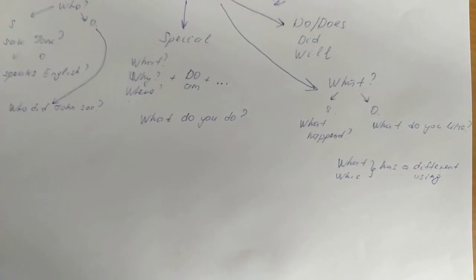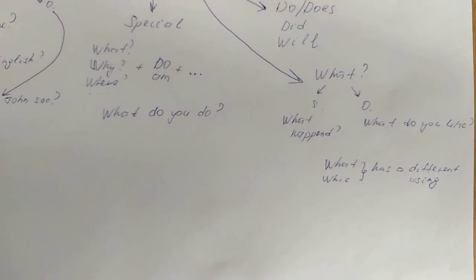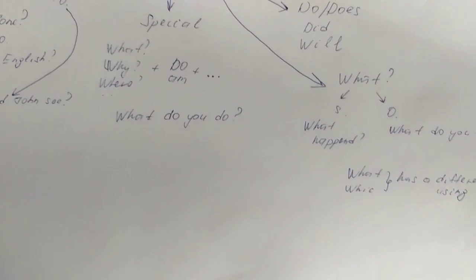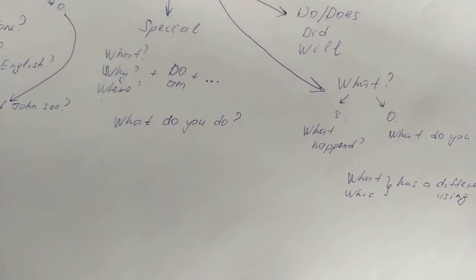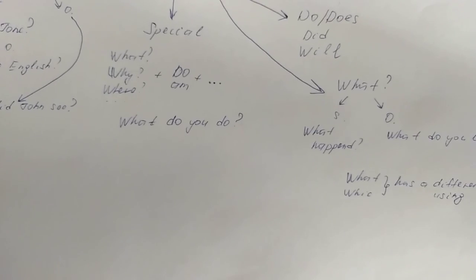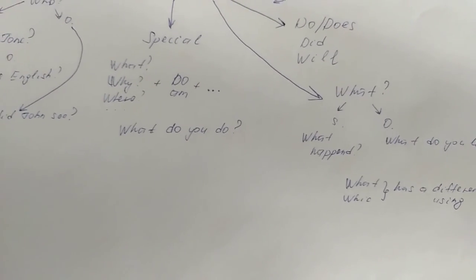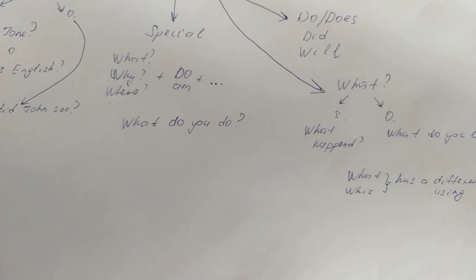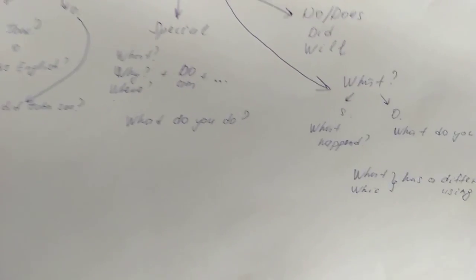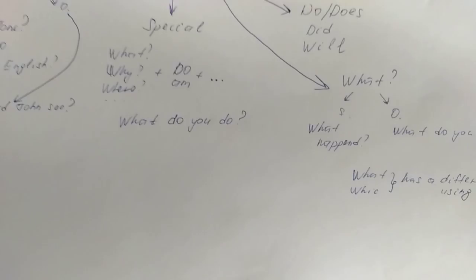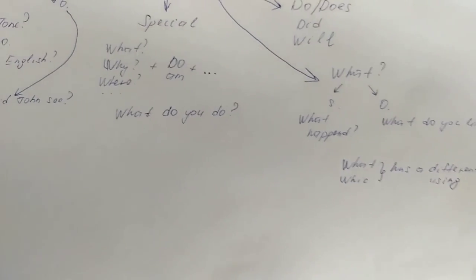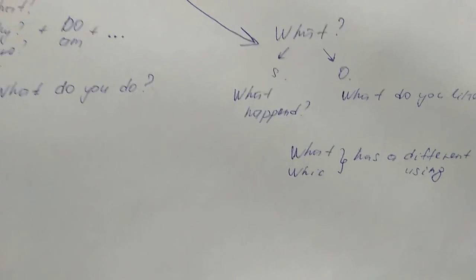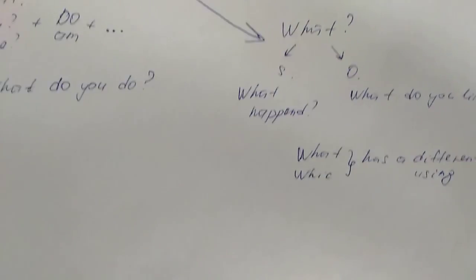Like who and which, we can use what with subject and object. For example, when we make a question for the subject, we can't use a special verb. For example, what happened? And when we want to ask about the object, we can say what do you like. It's just an example.